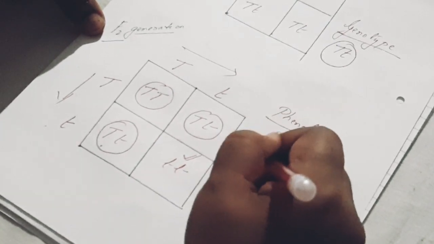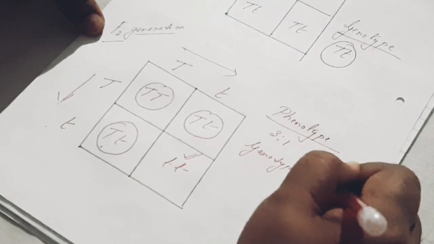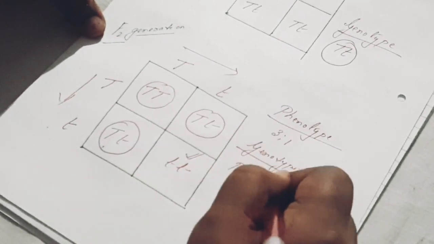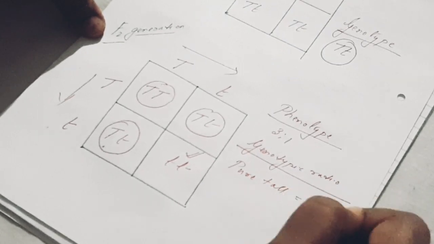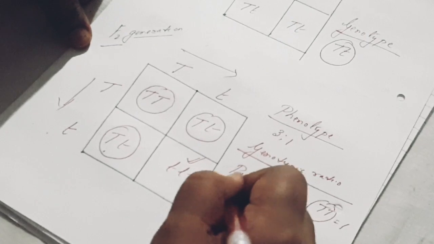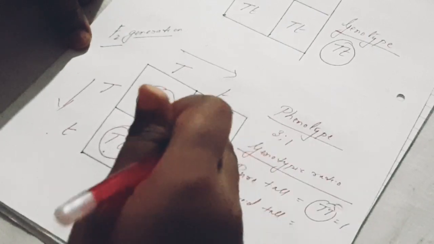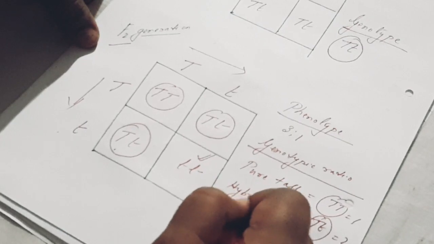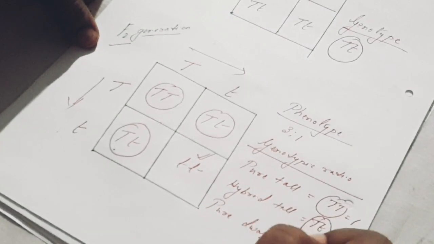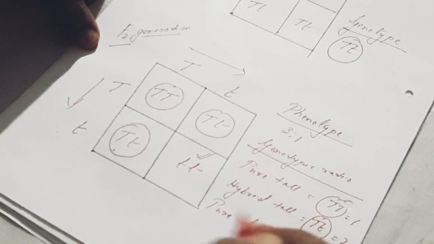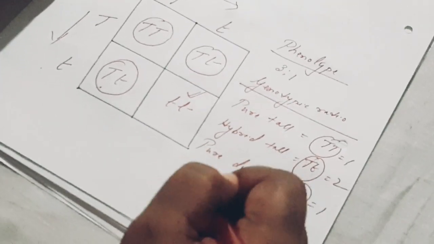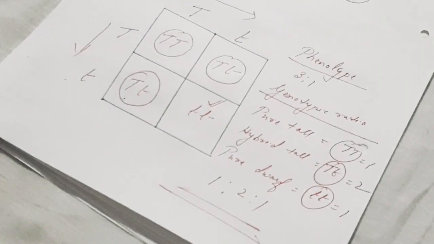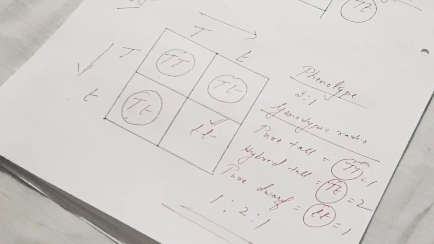When you go to genotypic ratio, you have to specify very clearly: pure tall, that is capital T twice, is 1; hybrid tall, that is capital T small t, is 2; and pure dwarf, that is small t twice, is 1. So the genotypic ratio is 1:2:1, and the phenotypic ratio is 3:1, and the genotypic ratio is 1:2:1 in F2 generation.